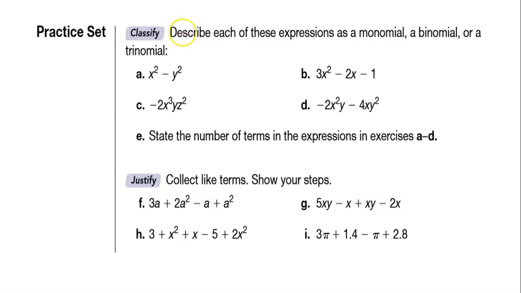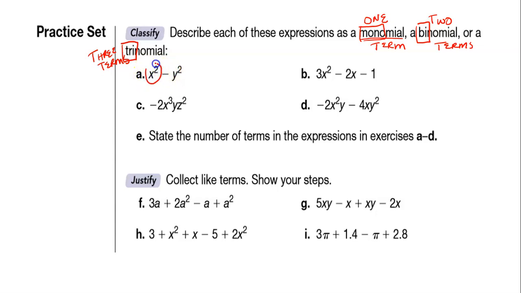Okay, so this says, describe each of these expressions as monomial, so monomial meaning one term, binomial, two terms, or trinomial, three terms. Okay, and terms are separated by an operation.